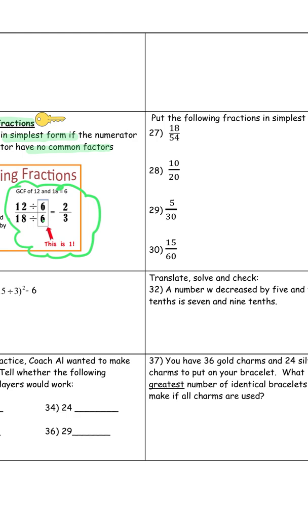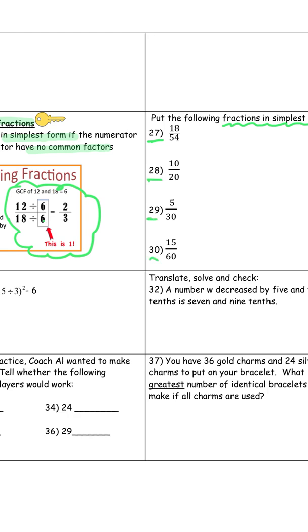Now, the next one, for 27, 28, 29, and 30, it says put the following fractions in simplest form. So for number 27, you're going to find the GCF. What I would do is use the top boxes or even the side. For 18 and 54, make your T-charts. Go ahead and do that. Find the largest number that's in both. Please use your calculator. And then you're going to simplify all of these fractions here.